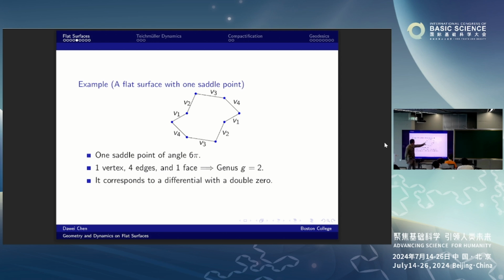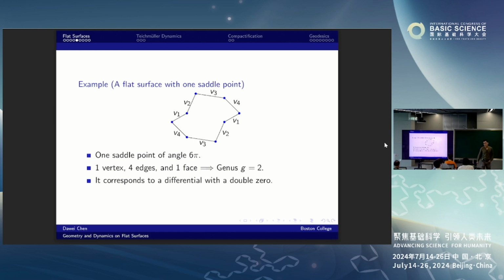And now you count the angles. We have an octagon, 8 edges that can decompose into 6 triangles, so the total angle is 6 pi. So it is an integer multiple of 2 pi, although it's higher than 2 pi. And if you wrap up this polygon, you get a topologically real-oriented closed surface.